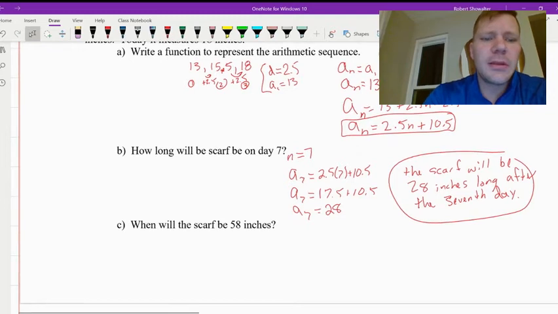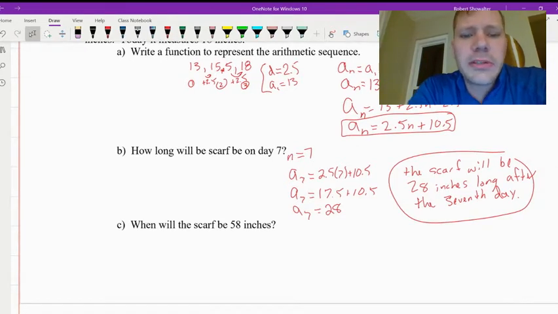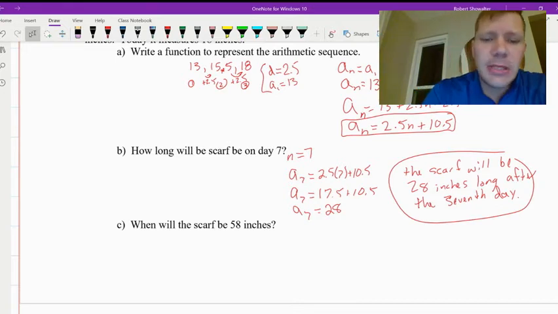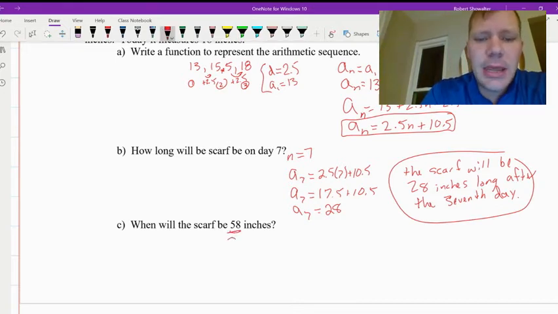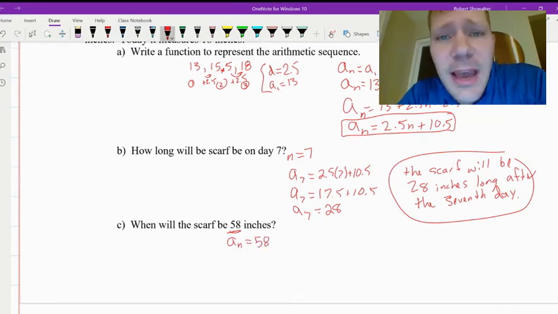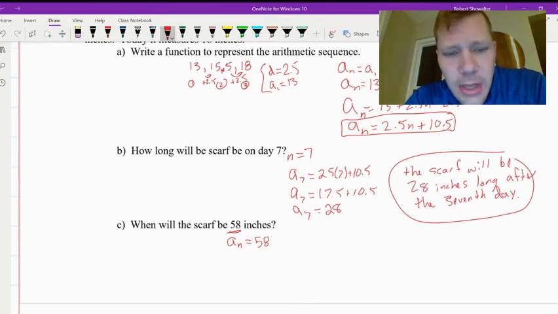Okay, now let's go ahead and look at C. When will the scarf be 58 inches? Well, if you recall, the inches was the value of the term number, the value of a specific term. So how big it would be after a certain amount of days. So this is not our n anymore. This is our a sub n equal 58. And what we're looking to find is the day when the scarf will be 58.